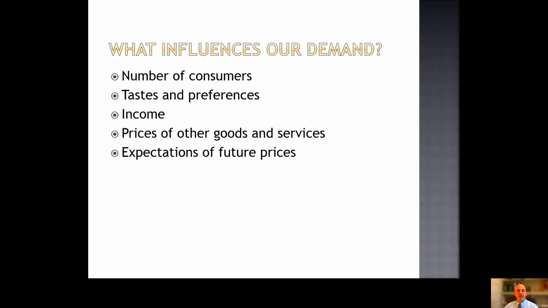So there are a variety of things that influence our demand for products. And in the chapter, you will explore these variety of influencing factors: the number of consumers, tastes and preferences, income, prices of other goods and services, and expectation of future prices. If any of these things change, then the entire function will change also. It will shift. But if all that changes is the price of the good, then we will simply be moving from one point to another point on the demand curve.